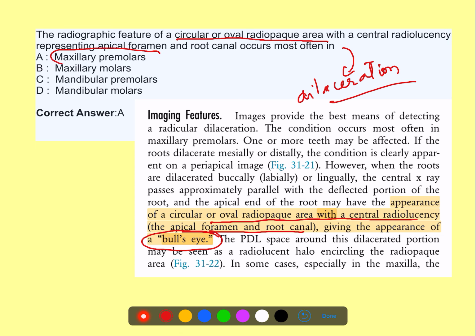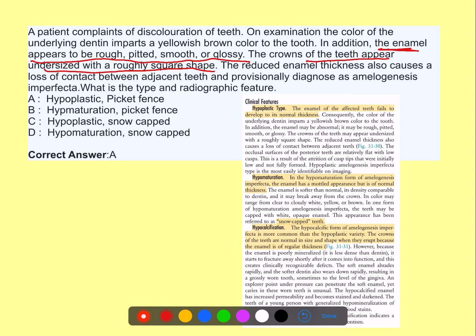A patient complains of discoloration of teeth. On examination, the color of the underlying dentin imparts a yellowish-brown color to the tooth. In addition, you have to note this line, it is important: enamel appears to be rough, smooth or glossy. The crowns appear to be undersized or roughly square in shape. The reduced enamel thickness also causes loss of contact between adjacent teeth. So in this question, all the clinical features of some developmental anomaly of teeth were given.